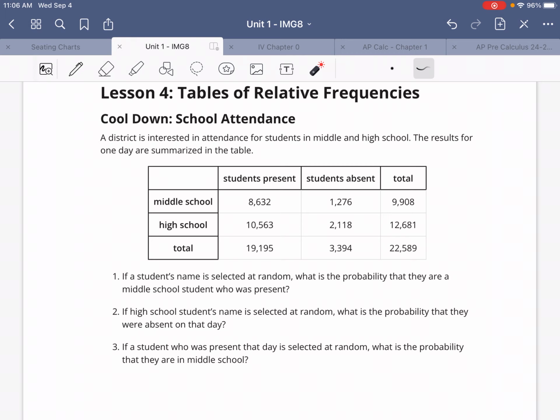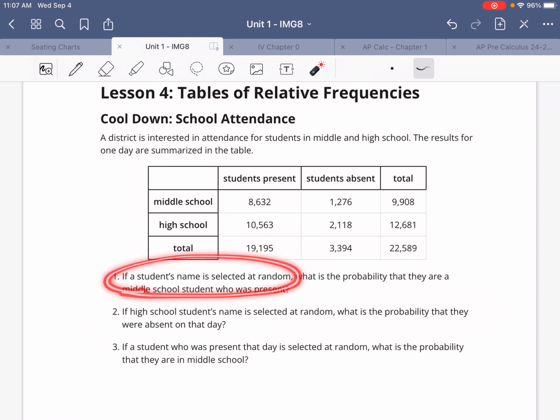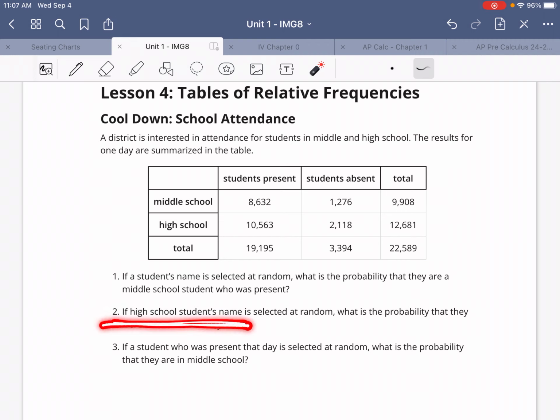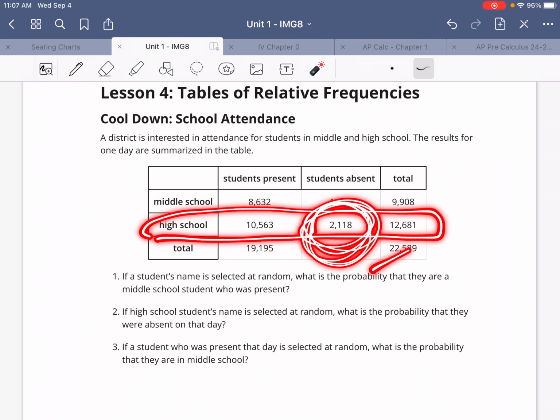Now, the next two questions are a little bit different, and the lesson summary doesn't really cover exactly how to do this. But if a high school student's name is selected at random, notice the difference here. It's not just any student. If we are just looking at high school students and select a name at random, what's the probability they were absent on that day? Well, we have to look at the number of high school students who were absent, but since we're only selecting from high school students, we're not going to look at the total number of students. Our total actually has to be the total number of high school students.